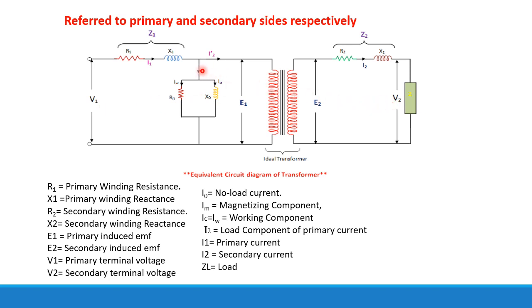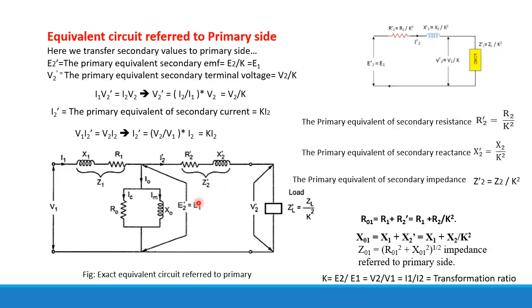Here I0 is the no load current. Im is the magnetizing component of no load current. Iw is the working component of no load current. I2 dash is the load component of primary current. I1 is the primary current. I2 is the secondary current. And ZL is the load. This is the equivalent circuit of a transformer referred to primary side.